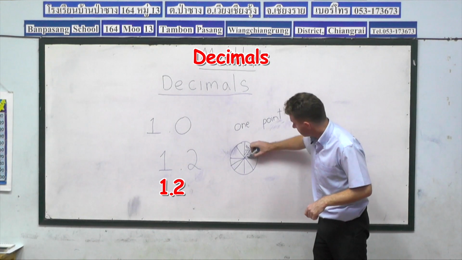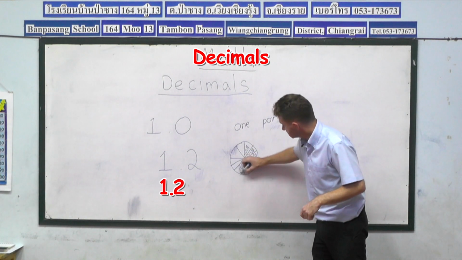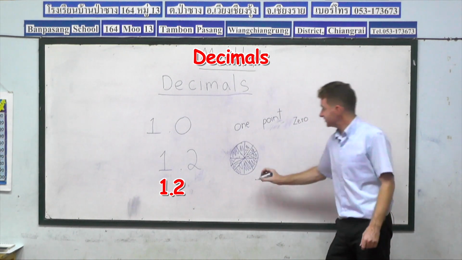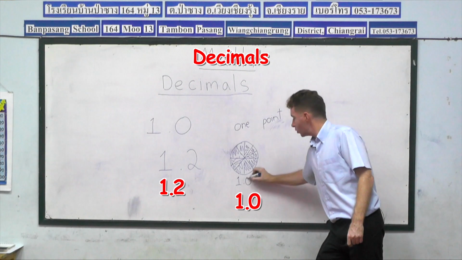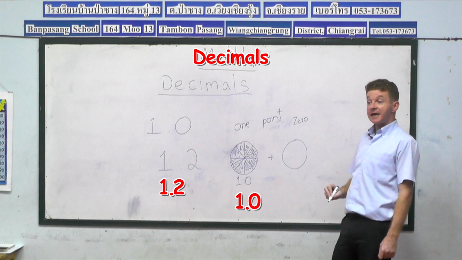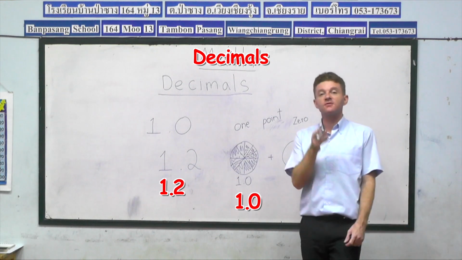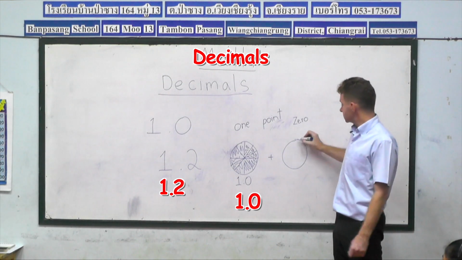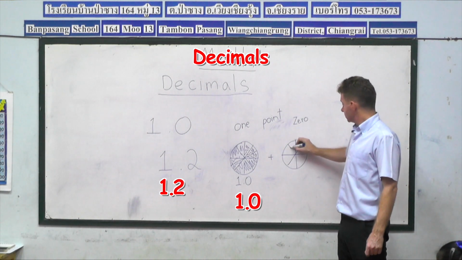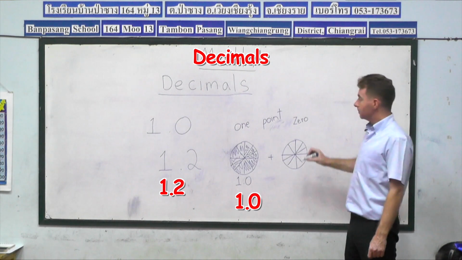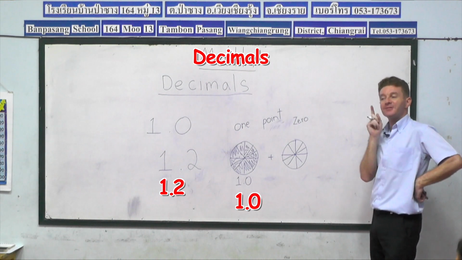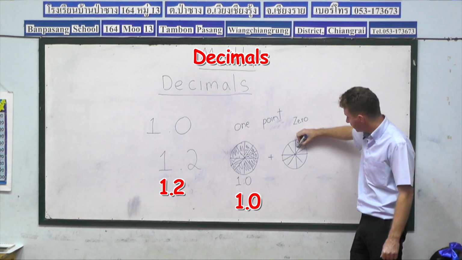6, 7, 8, 9, 10. So this is the whole, 1.0. Then we need our second circle. Now with decimals, the circle's always cut into 10 parts because the decimal's based on parts of 10. But now for the 0.2, how many parts of our circle are you colouring in? 2 is correct. Well done, guys. Well worked out.